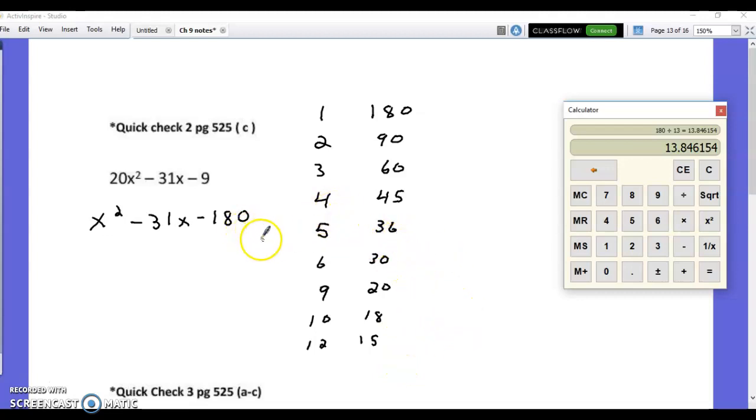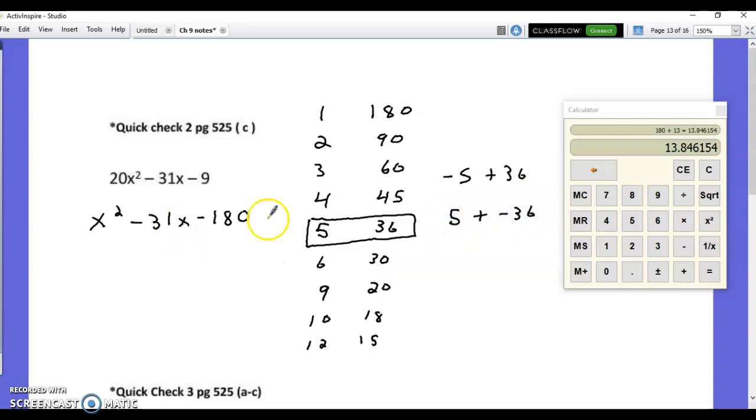All right, so we know that this is our combination to get to 31. Because remember, one of these has to be a positive, one has to be a negative based on it being a negative 180. So for these to add together, I either have to have a negative 5 plus 36 or a 5 plus a negative 36. Well, in this case, I'm going to have the 36 be the negative number. So when I factor this, I have an x and an x, and it's a positive 5 and a negative 36. So plus 5, negative 36. All right, so that's up to that point.